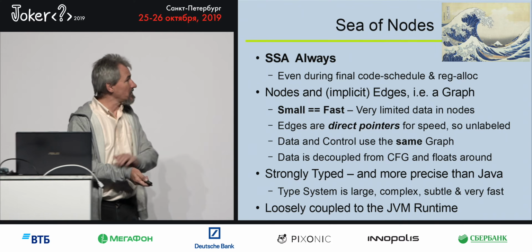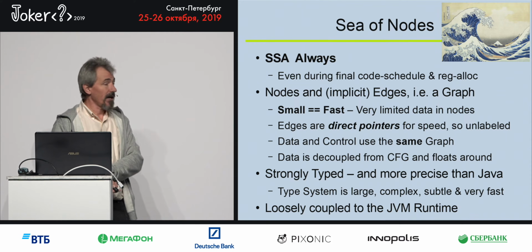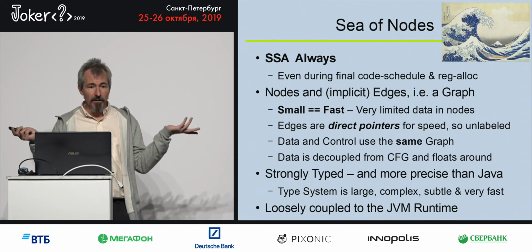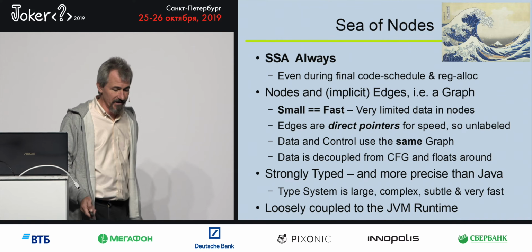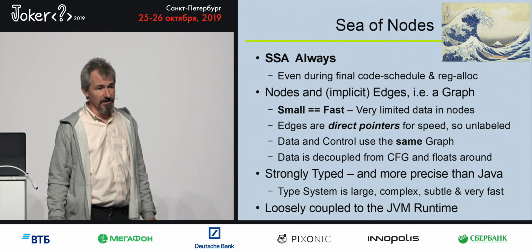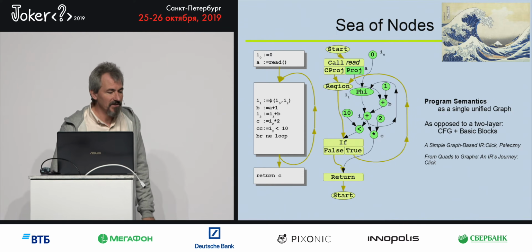And then the compiler is loosely coupled to the JVM runtime, and I'll hardly touch on that at all. You can have multiple compiler threads running in parallel, and this is common on a modern server where you have lots and lots of spare threads, so you'll have multiple JITs, especially at startup time when there's lots of things to JIT. Okay, here is an eye chart of a sea of nodes.